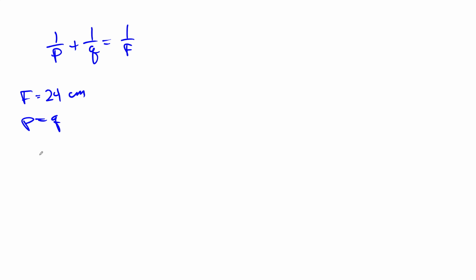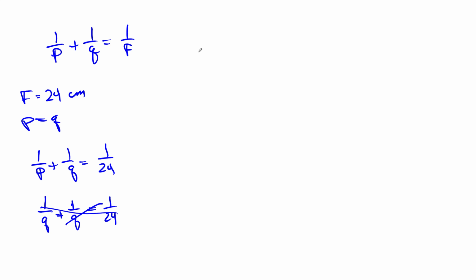So we've got 1 over P plus 1 over Q is equal to 1 over 24. If P is equal to Q, I'm going to replace this P with Q, so it'll be 1 over Q plus 1 over Q equal to 1 over 24. You can do the same thing with P's. Let's go with P's: 1 over P plus 1 over P is equal to 1 over 24. It doesn't matter if it's P or Q because they're the same thing.